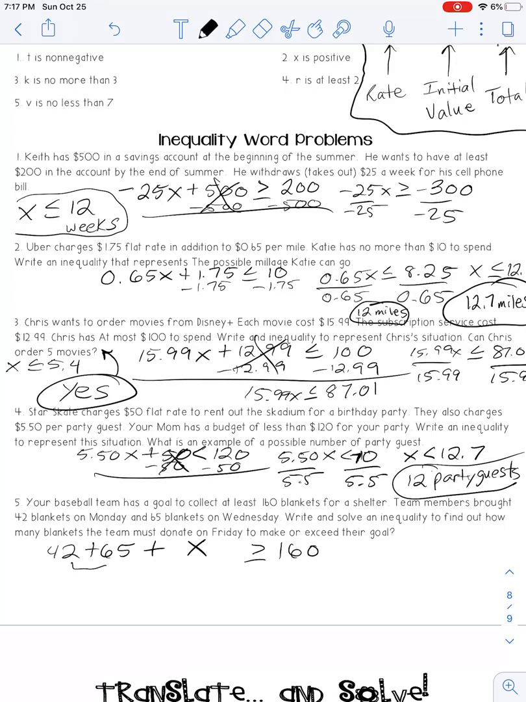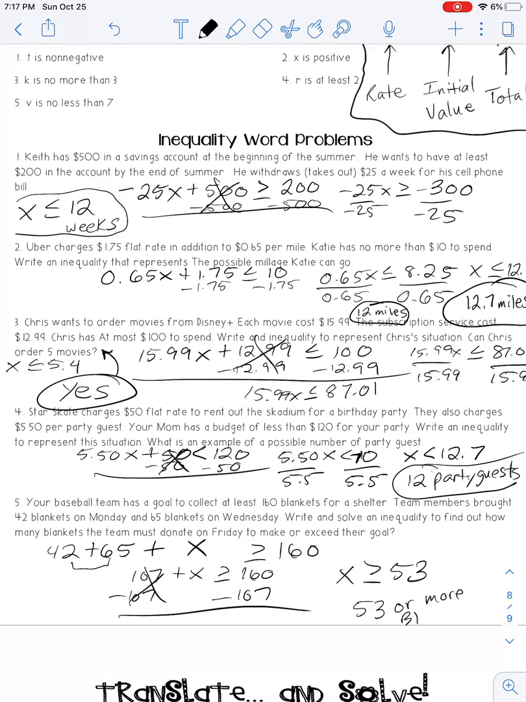We need to combine like terms here. So that's going to be 107 plus x. It's greater than or equal to 160. Subtract 107, and we get x is greater than or equal to 53. All right? So they must donate 53 or more blankets to reach their goal.